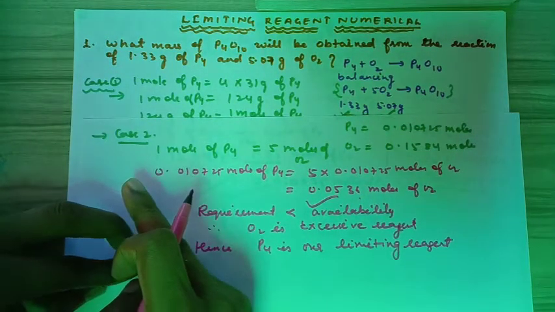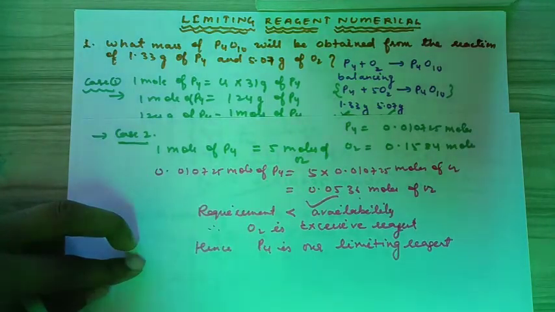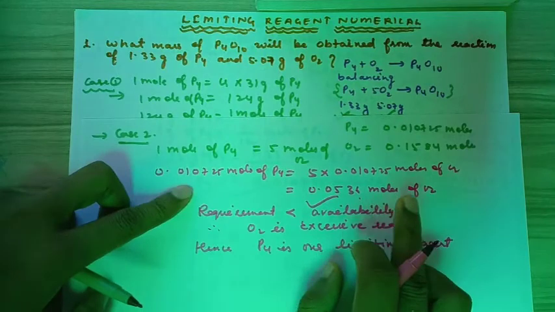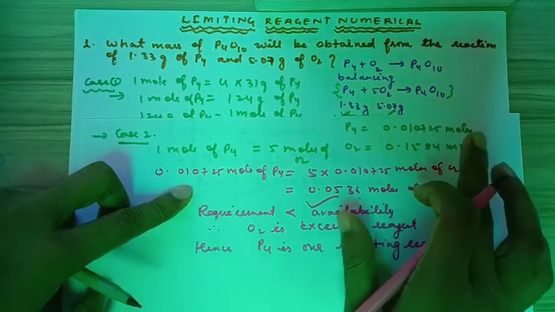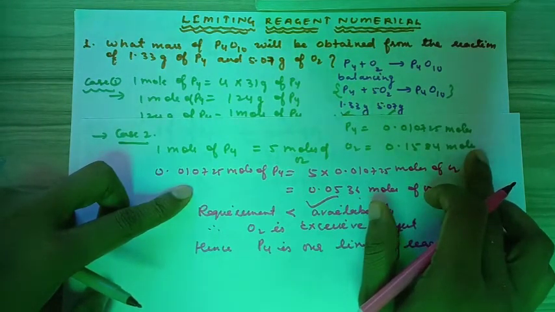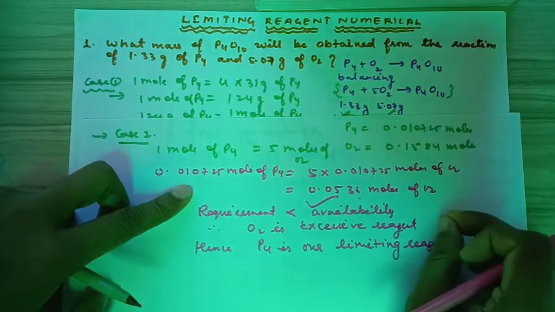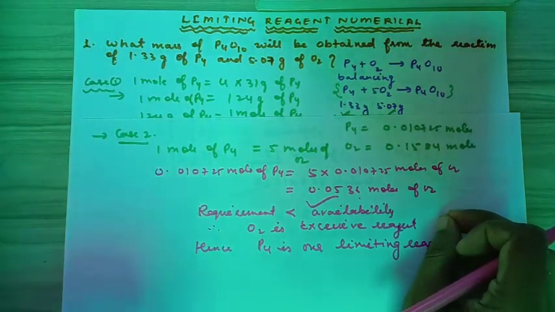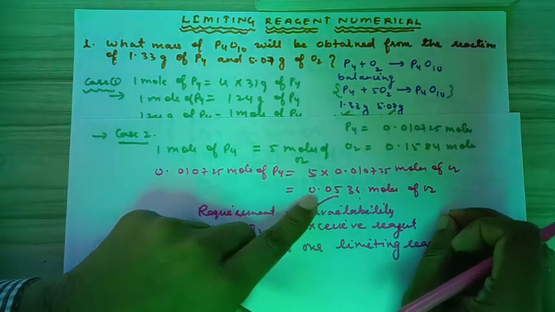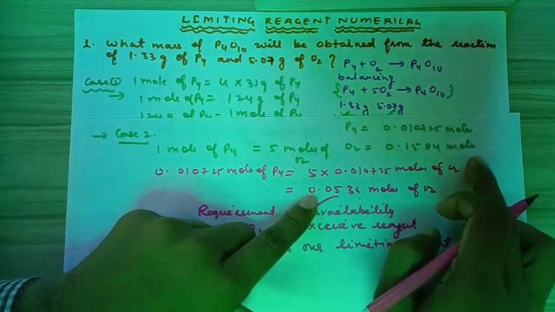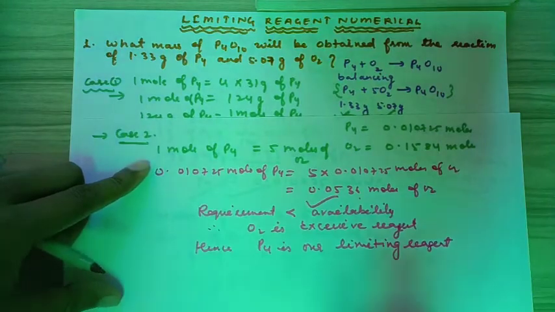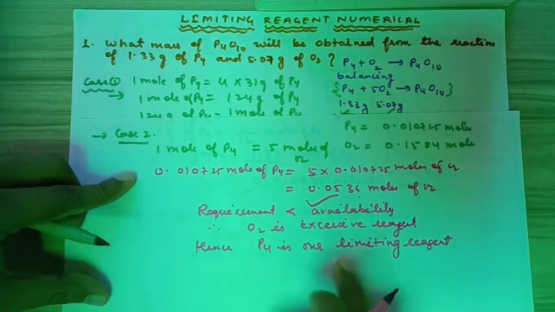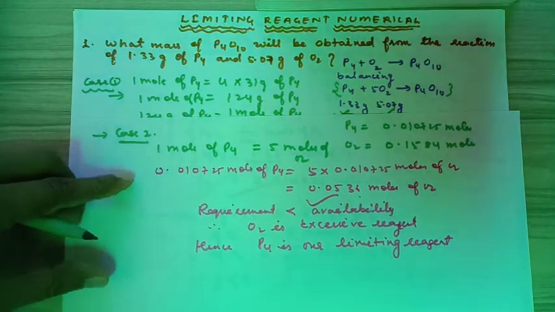will be the limiting reagent. Or we can say that if the amount that comes out from the equation is lesser than the amount we have obtained in case 1, then that part will be the excess reagent. Another part will be the limiting reagent. If the amount obtained is more than in case 1, then that part will be the limiting reagent. Now here P4 is the limiting reagent and this P4 will decide the amount of P4O10 obtained.